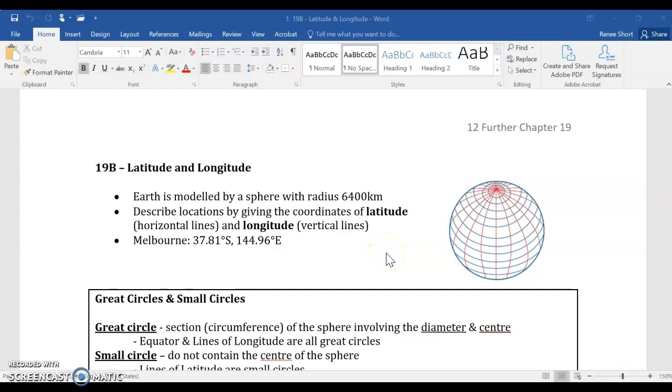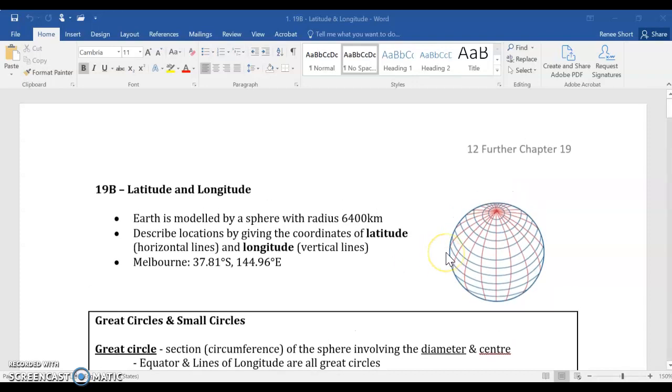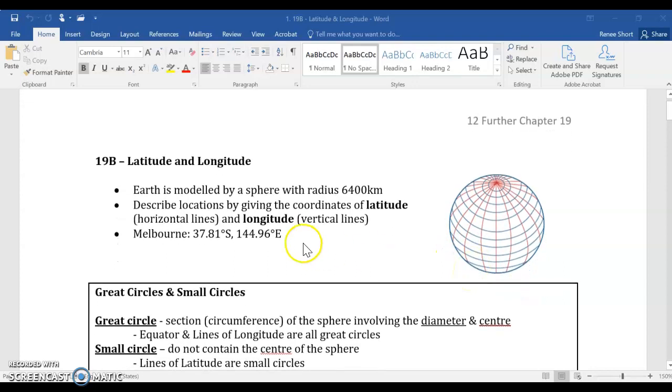Alrighty team, so in this video, and I don't know how many it'll take me, but we're going to go through 19b, which talks about latitude and longitude. Please bear with my voice and me trying to talk and breathe, but we'll do our best to get through this, okay? So 19b focuses on the latitude and longitude, which is all about the globe and the Earth.